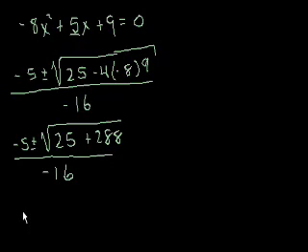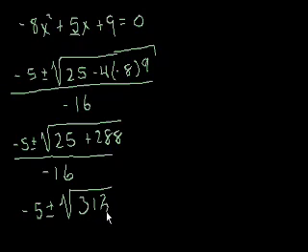Now simplify it more. Minus 5 plus or minus the square root. 25 plus 288 is 313, I believe. 313. And then all of that over minus 16. And I think, I'm not 100% sure, although I'm pretty sure, I haven't checked it, that 313 can't be factored into a product of a perfect square and another number. In fact, it actually might be a prime number. That's something that you might want to check out.